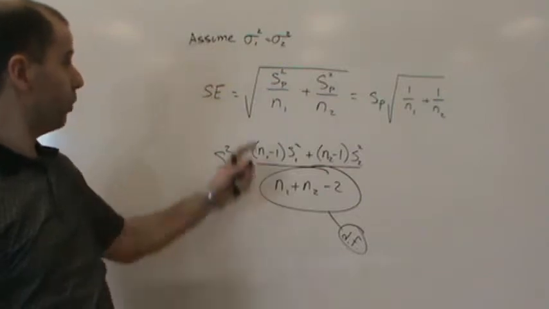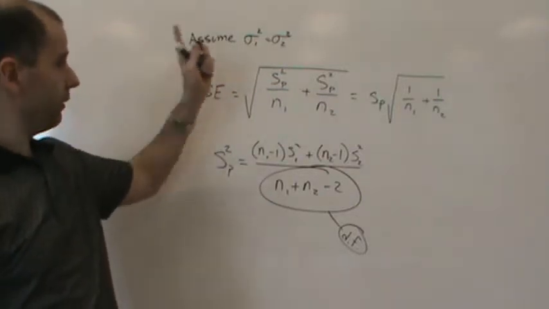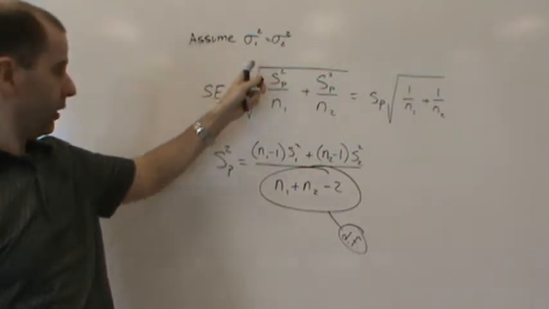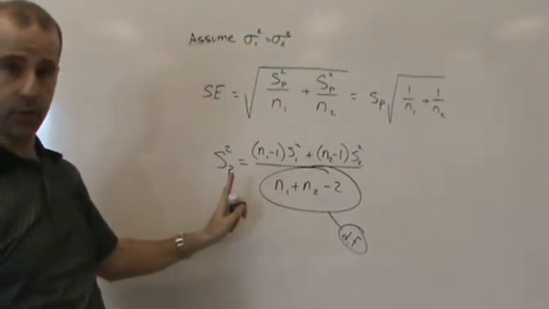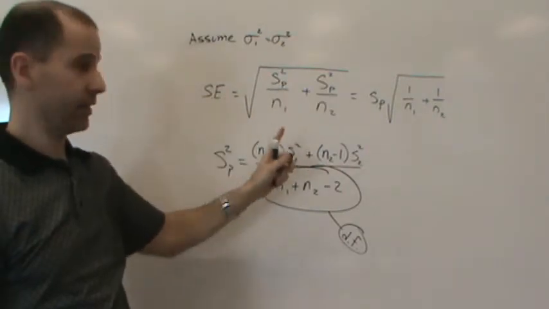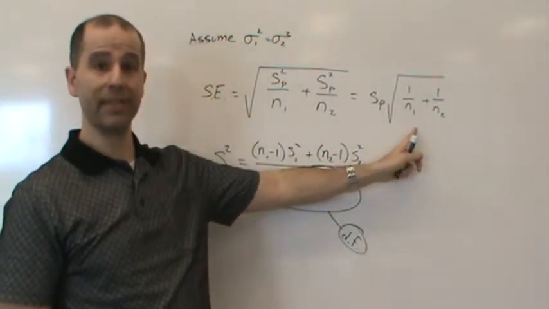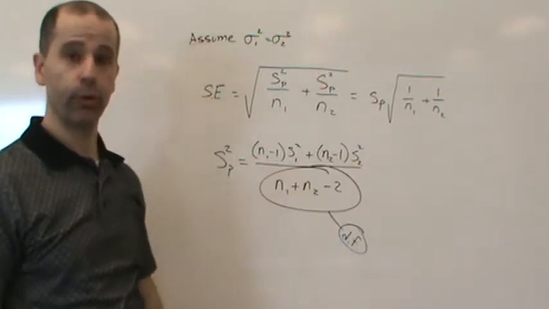So if the population variances are the same, then we can pool the variances and use this in place of both variances and then simplify it to this standard error. So the standard error becomes this instead of what we were using before.